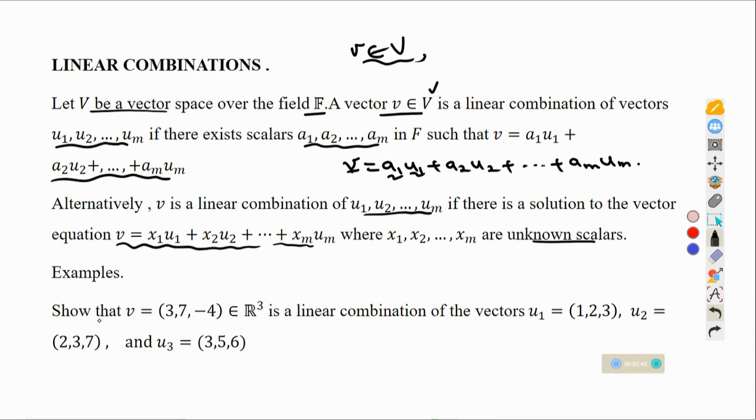So let us look at example number 1. Show that this v here, which is picked from R3, is a linear combination of these vectors u1, u2, and u3. So to show that, what are we interested in? By definition, we must show that this v can be written as a combination of u1, u2, and u3. So let us look at the solution.